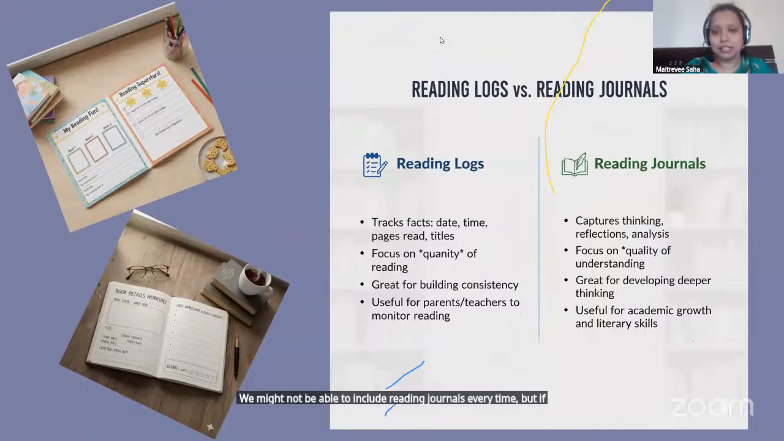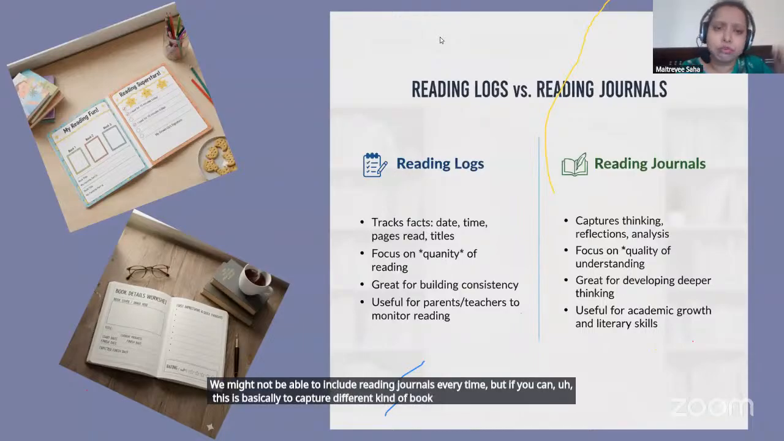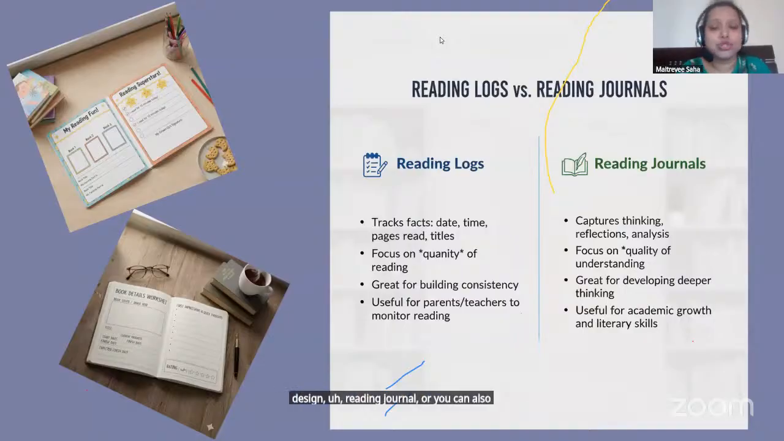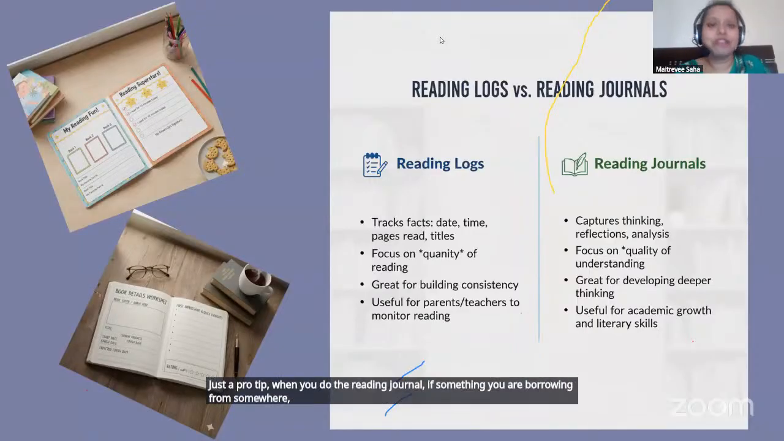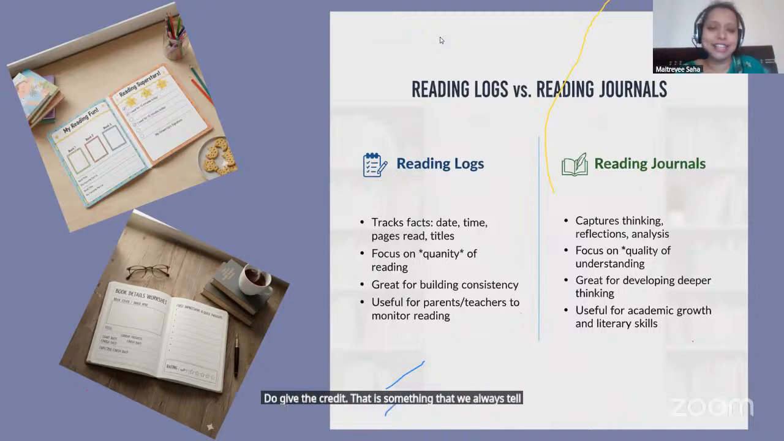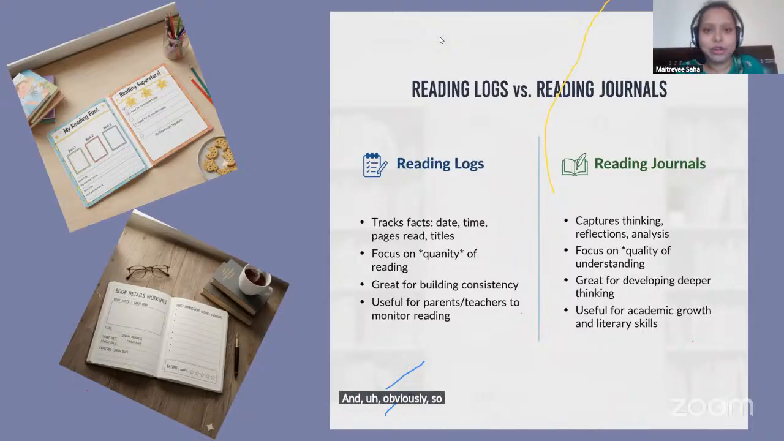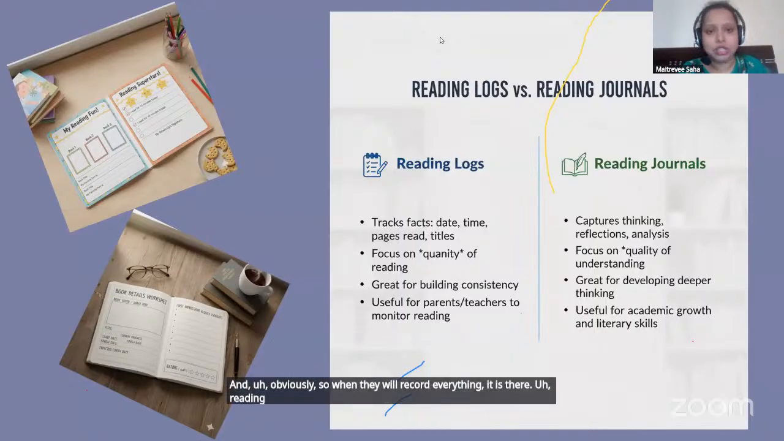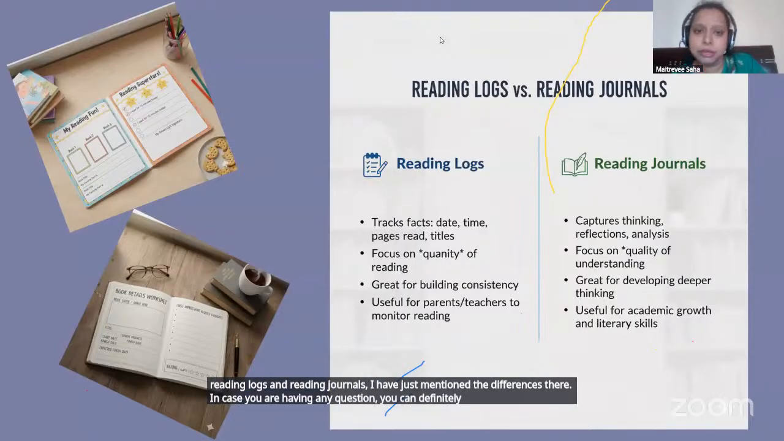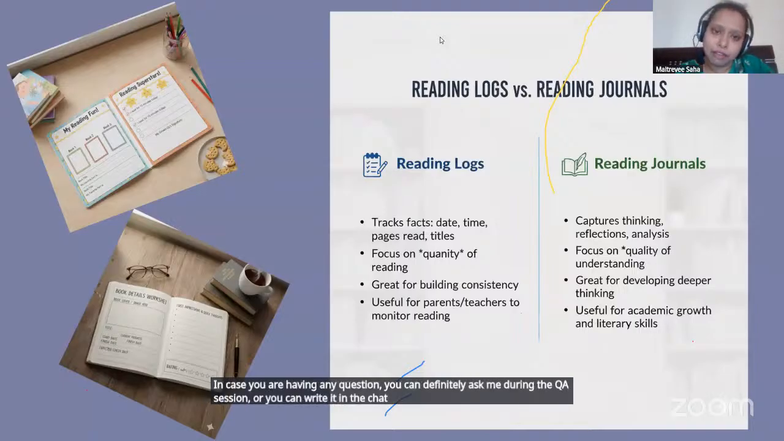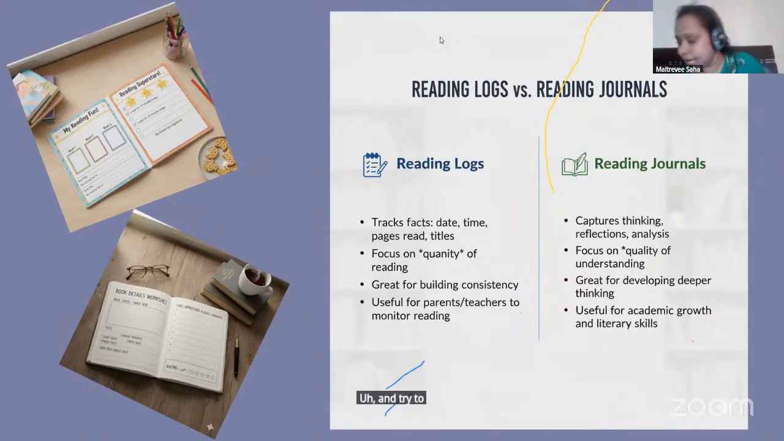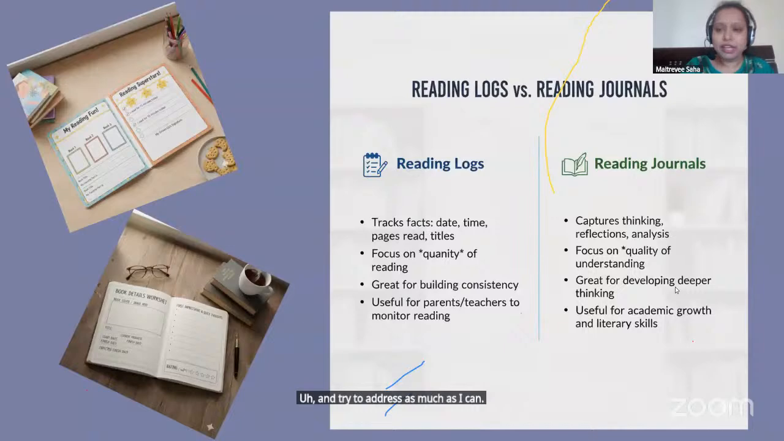But if you can, this is basically to capture different kinds of book reviews, different kinds of work that they are doing. You yourself can design a reading journal, or you can also take something which is readily available. Just a pro tip: when you do the reading journal, if you are borrowing something from somewhere, do give the credit. That is something that we always tell the kids, that they have to maintain academic honesty. So as teachers, we also have to follow the same thing. And obviously, when they record everything, it is there. Reading logs and reading journals, I have just mentioned the differences there. In case you have any question, you can definitely ask me during the QA session, or you can write it in the chat window. I will definitely go through all of that and try to address as much as I can. Okay. Moving ahead.